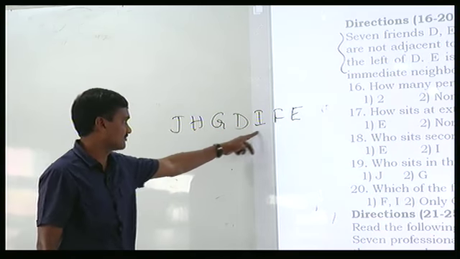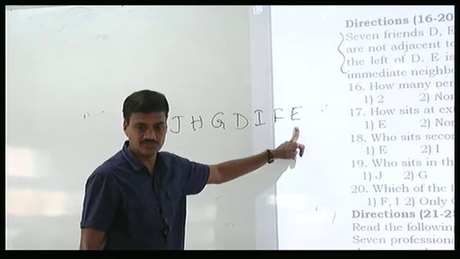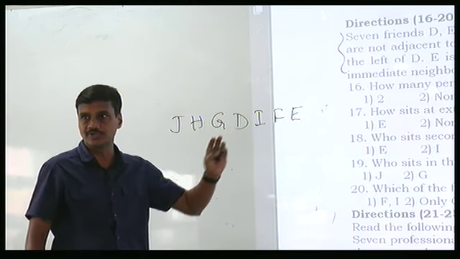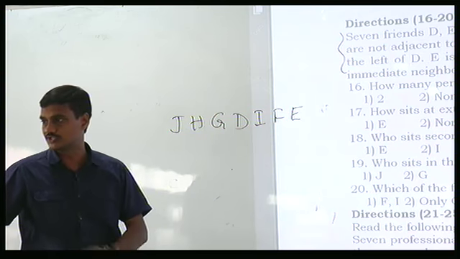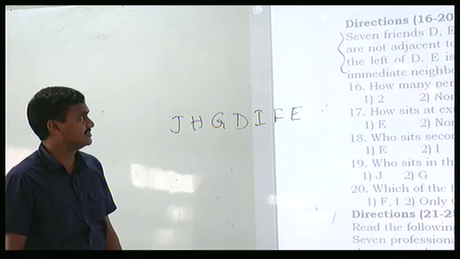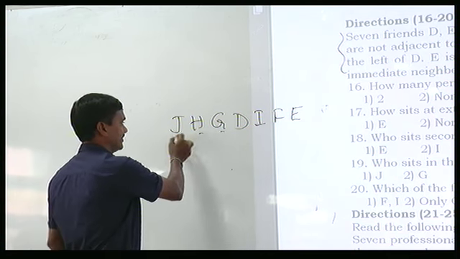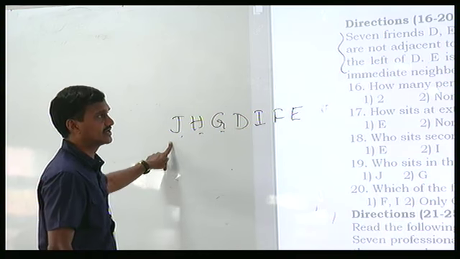Number of persons to the left of F is 5. Number of persons to the right of H is 5. The number of persons to the left of F is equal to the number of persons to the right of H. Then, J sits third to the left of D. J is seated third to the left of D, isn't it? Is the condition valid or not?